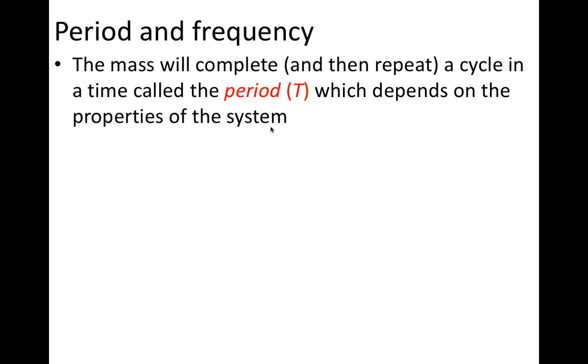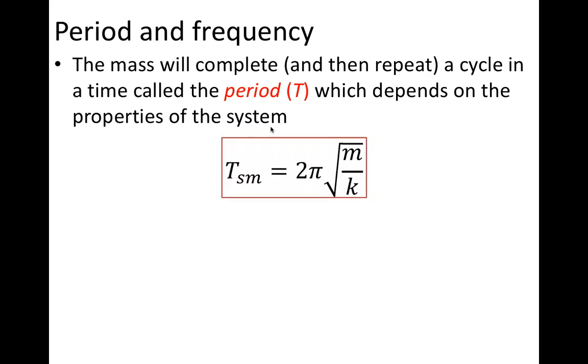Now, the mass will complete and then repeat that cycle in a certain amount of time, and that certain amount of time is called a period. And since it's a special amount of time, we give it a capital letter T. And that period depends on the properties of the system. It depends on the mass, m, and the spring constant, k. And you can see here we have T_SM, that stands for the period of a spring mass system. In the next section, we're going to look at a pendulum, and pendulums also have a period, so the pendulum will be called T_P. I use an SM to indicate this is a spring mass system.